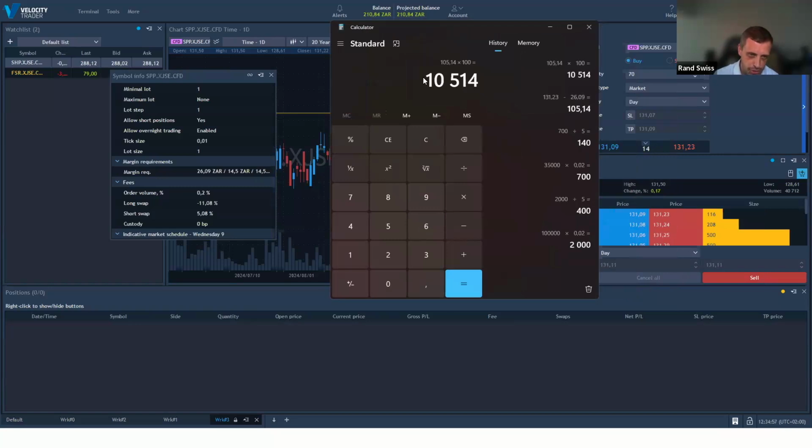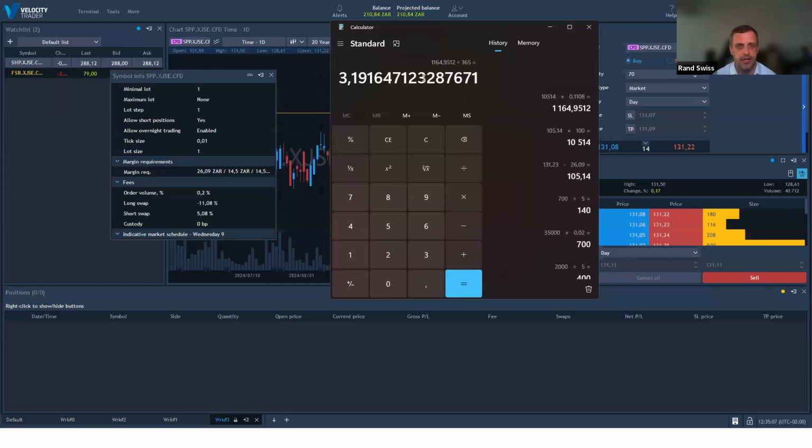But they charge you 11% per annum. So that's per annum. Now you divide that by 365 because there's 365 days in a year. And then you'll see there, for every single day that your trade is open, you are going to pay 3 Rand 19 cents. And that is what swaps are. That is the amount you're going to see as swap.